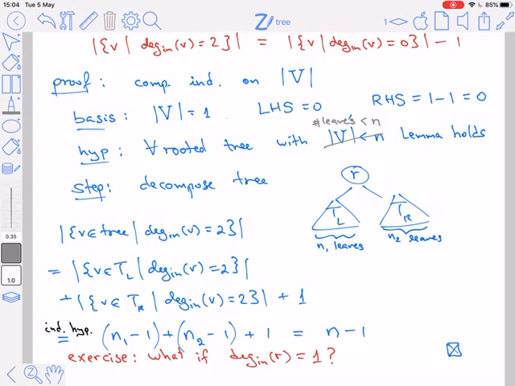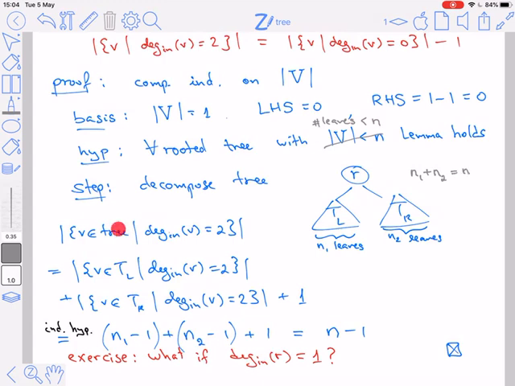Okay? Okay, so now we want to prove the induction step. In the induction step, we decompose the tree. So this is the root, this is the left subtree, this is the right subtree. Let's denote by n1 the number of leaves in the left subtree. Let's denote by n2 the number of leaves in the right subtree. Of course, we know that n1 plus n2 equals n.